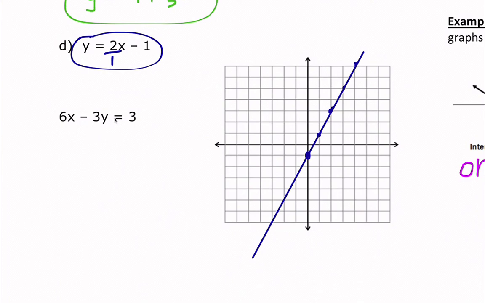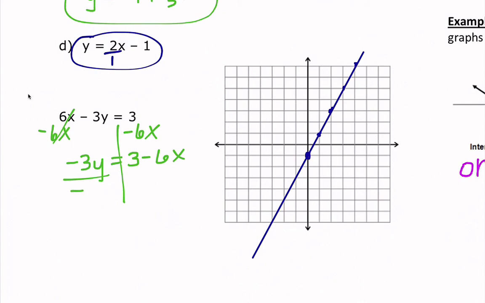Unfortunately, this next equation does not have y by itself, so let's work at doing that. First, I'm going to take away those 6x's from both sides. My negative 3y falls down, and on the other side, I'm going to have 3 minus 6x. Next, to get rid of that negative 3, I'm going to divide both sides by negative 3. My y falls down. So remember, these are different. This is a number, these are x's, so treat it separately.